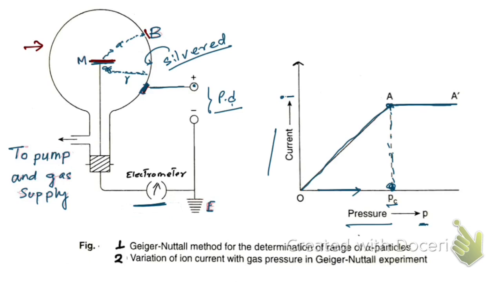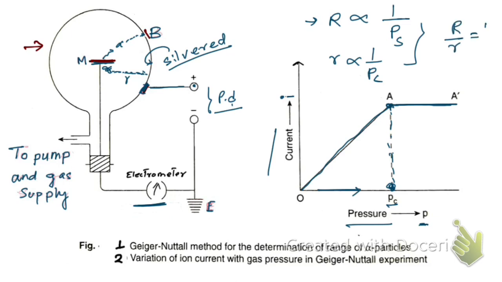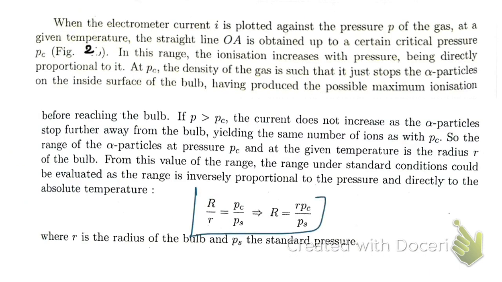The range, let me represent it by capital R, is inversely proportional to the pressure. At standard condition, suppose the pressure is PS, the range is inversely proportional to this, and the range is equal to the radius at the critical pressure. Combining these two relations, we can write R by small r is equal to PC by PS. If you take the constant here and here, this constant will be cancelled out. From this relation we can calculate the range. That's how we can determine range.